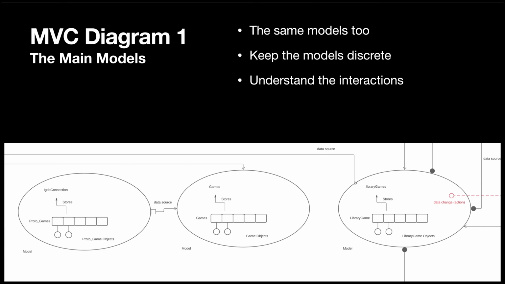Here are the main models. In this case, we're keeping the models discrete. We're understanding the interactions, so we're keeping things basic, right? I'm just displaying the fact that there's the IGDB connection, the API that provides the data for the API games, which I just called games, and then there are the library games, the Core Data games, right? They both exist. They're separate stored objects. I could have cached things a little better, but I'm still learning, right? But they're simple objects that are stored and accessed. And the IGDB games are proto games fetched from the protobuf library.